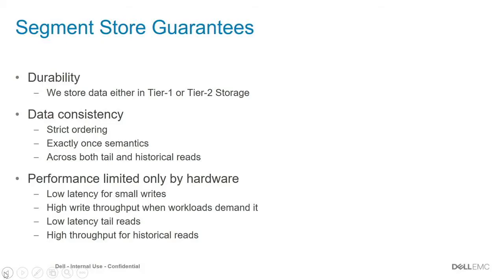Okay, so that gave us an overview of the entire Pravega architecture. But next, I'm going to talk about the segment store, which handles the data path. We also call it the data plane. So we spoke a bit about the guarantees that Pravega offers, but Pravega cannot offer those guarantees unless the segment store offers some of the same guarantees.